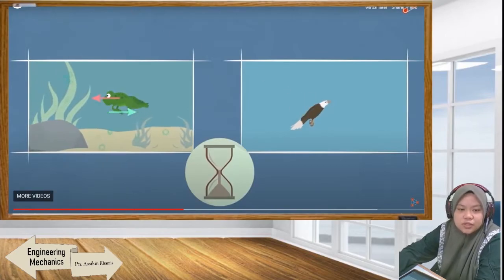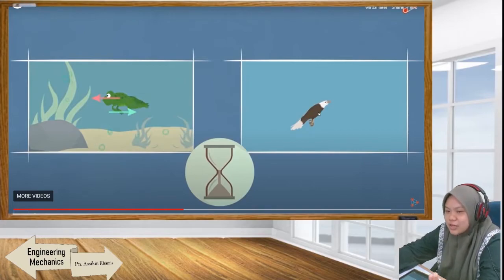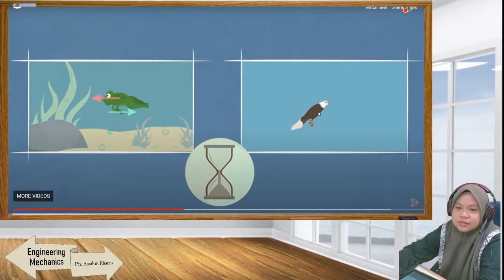Okay, so ini contoh lagi. So ini sebenarnya kita sedang mengapply Newton third law lah tanpa kita sedar. Okay, contoh ni, katak ni, frog ni berenang ke depan. So, dia menolak ke belakang, air yang menolakkan dia ke depan. Contohnya burung ni pun sama. Sayap menolak ke bawah, udara menolak dia ke atas. Okay, sebab tu dia terbang lah.